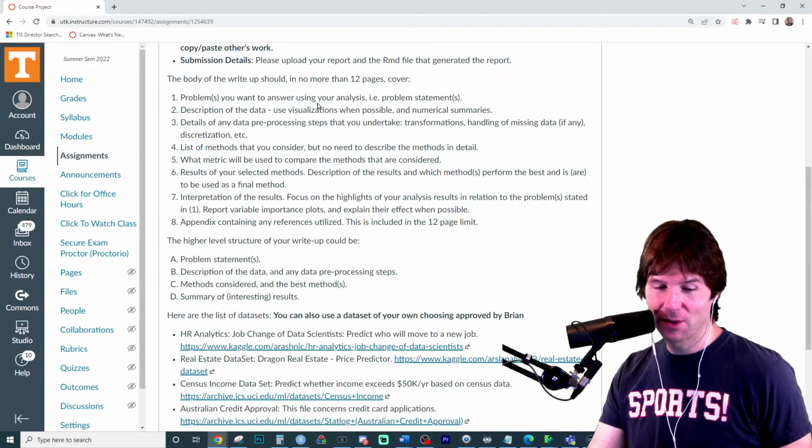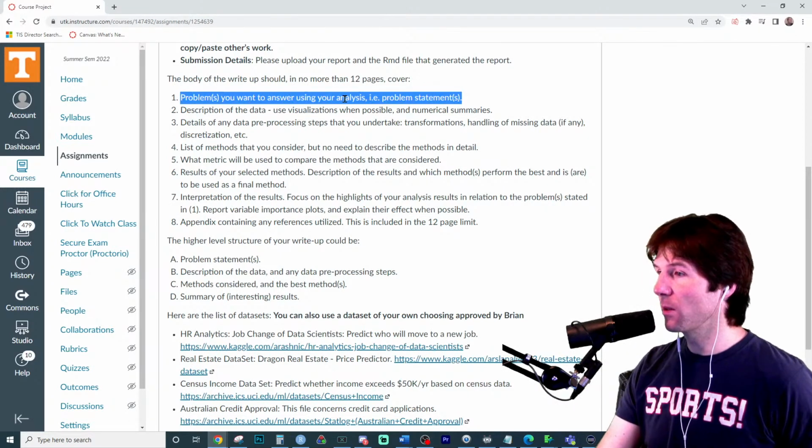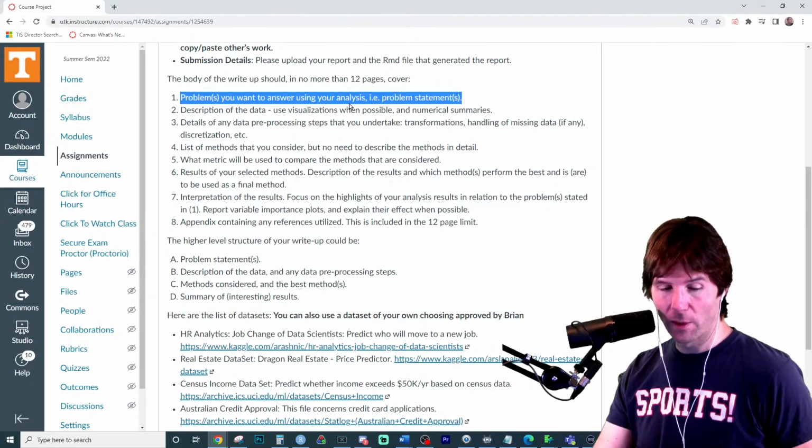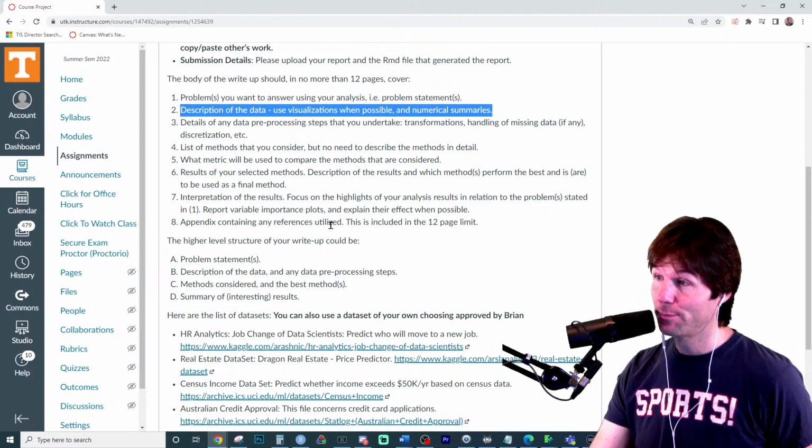Problems you want to answer using your analysis. That's basically going to be in the executive summary. Make sure you're going over that. Description of the data.